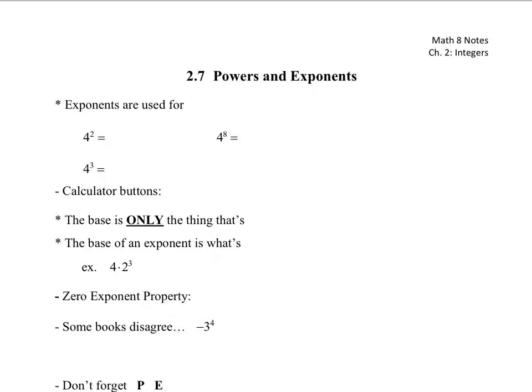All right, I know you have all done this before, so it's a little bit of a refresher, but 2.7 is powers and exponents. Exponents we use for something, shorthand for something, and it is used for repeated multiplication.